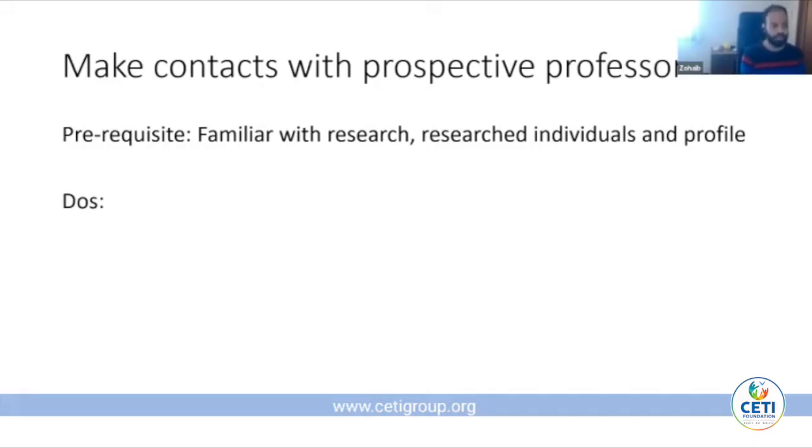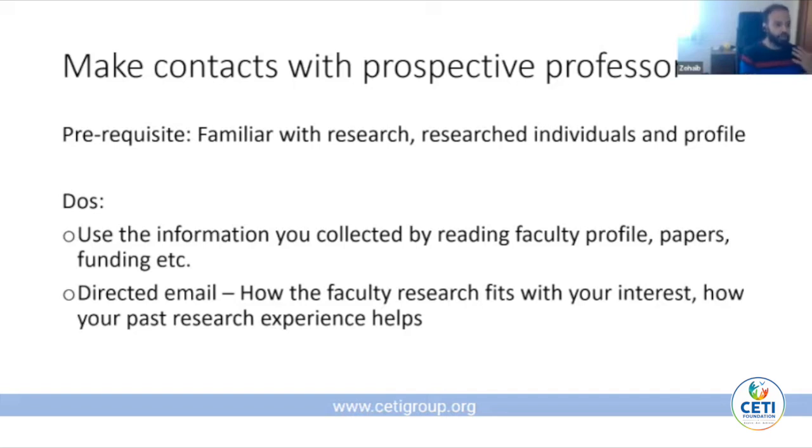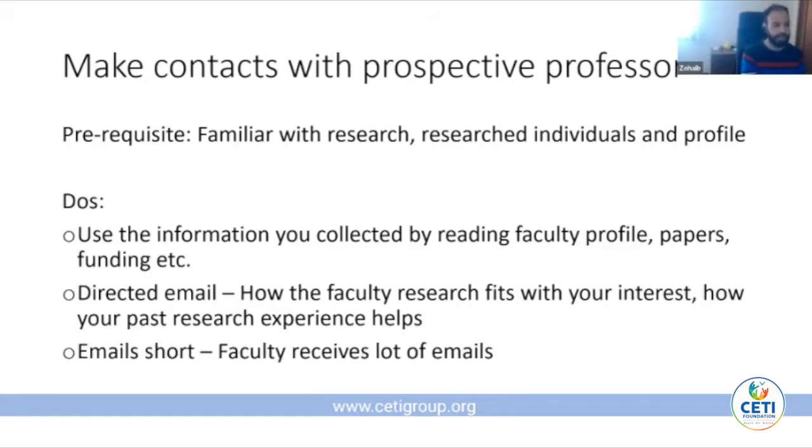And a prerequisite for this, according to me, is you should be familiar with the research of the professor. You should have researched the individual, gone through their profile and all those things. Some of the do's I would suggest is use the information you have collected by reading the faculty profile, papers, funding, etc. and do a directed email. A well-drafted communication will always help you get the faculty's attention. Use the information you have collected, how the faculty research fits with your interest, how your past research experience helps. Write a very directed email to them, and try to keep the email short.